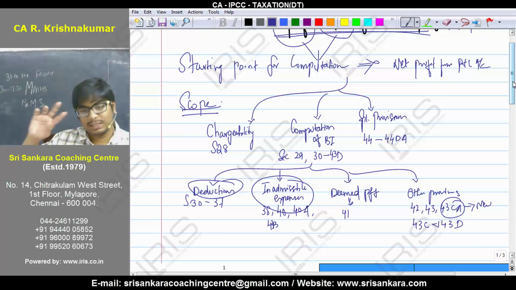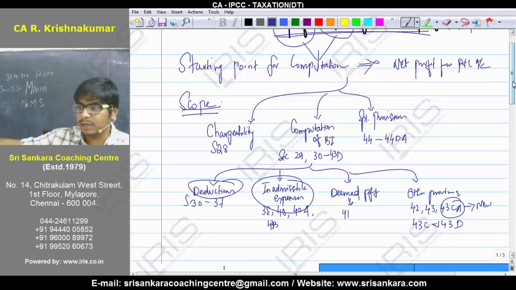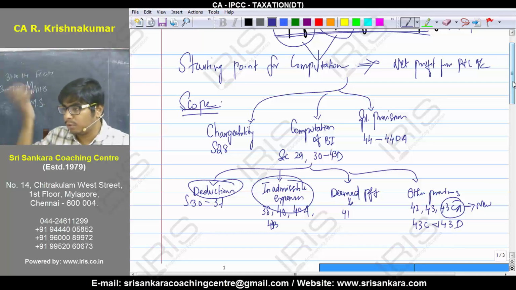Section 14A is that you are disallowing, or not admitting, the expenditure which you directly or indirectly incurred for the exempt income. You are not giving that expenditure a credit. In your P&L account, to that extent profit would have gone down. For income which is not at all taxable, the expenditure directly or indirectly incurred for that income will not be allowable. Therefore, you add it back to your profit so that your profit goes up.